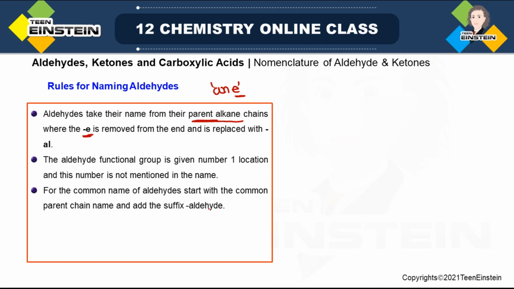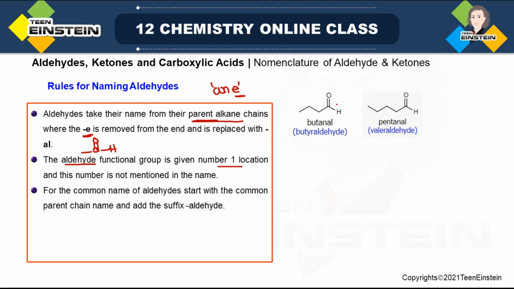Okay, we will also see the example. The aldehyde functional group, that is C double bond O, H, means this group. This carbon will be given number 1 location, but you don't have to mention that in the name. That is already understood, because this is the rule. It is already 1, everyone knows that, so you don't have to specifically mention it. Okay, so let's see some examples.